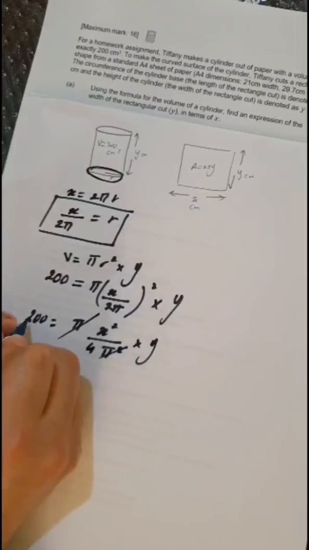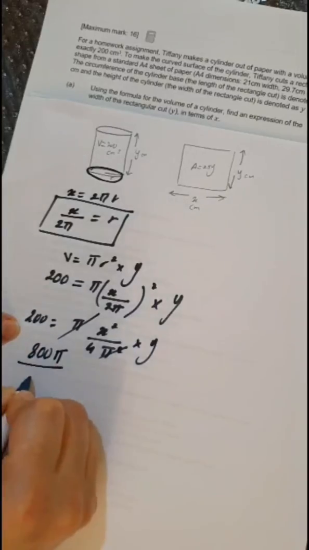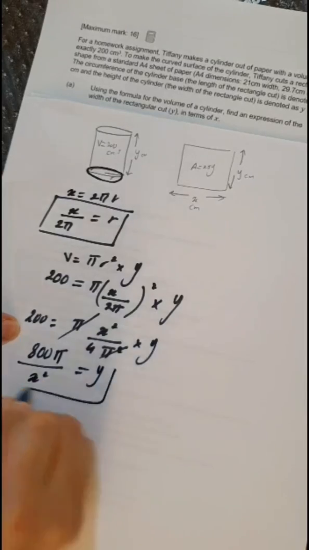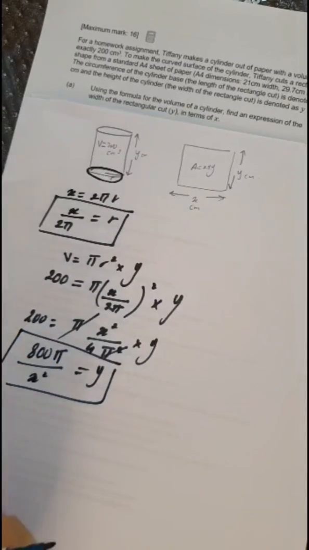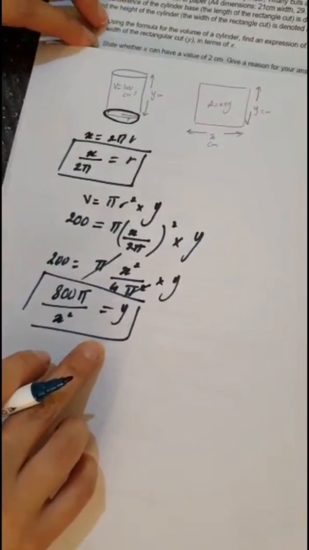I'm going to get 4 multiplied by 200, it will become 800, and still we have π here, and I need to divide by x squared to get y alone equal to what? So we wrote now, in terms of x, we got y. I'm going for the second part of my question.